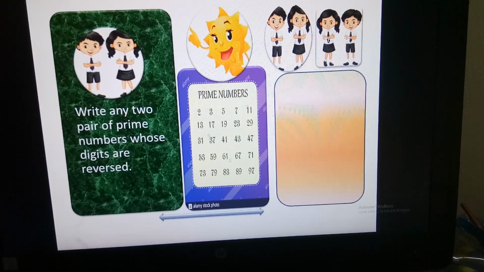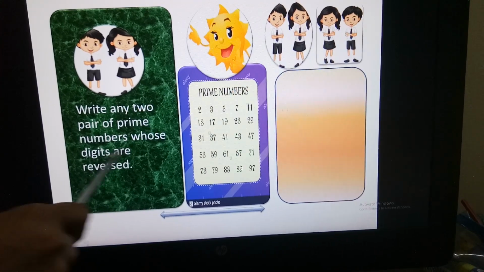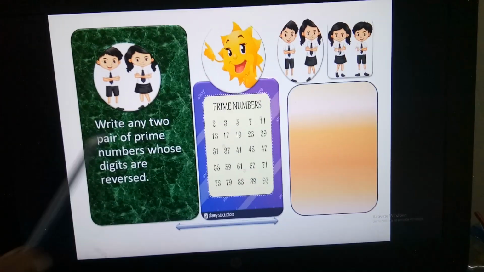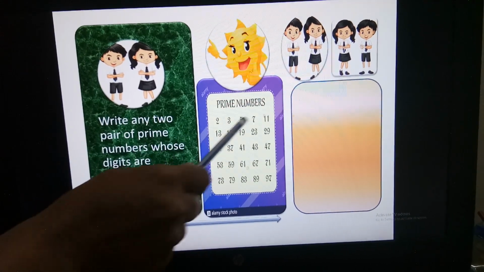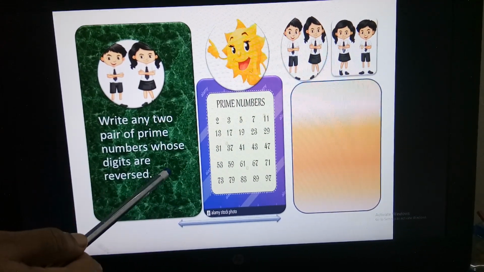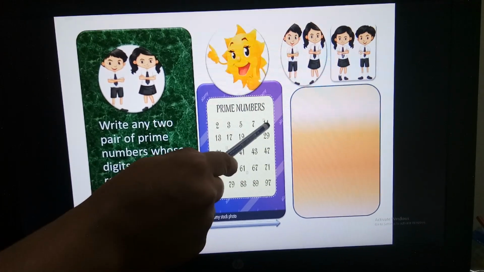Let's see how to find out this. To find the answer, first we should know all the prime numbers up to 100, right? Because we want to find a 2-digit number, since we want to reverse the digits. So minimum 2 digits we want. Well, let us start from 11.